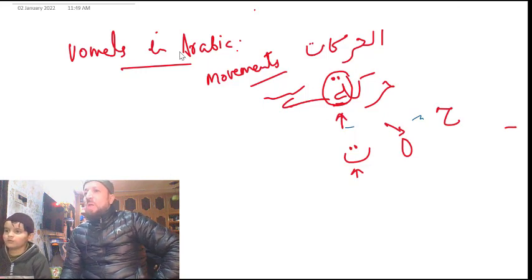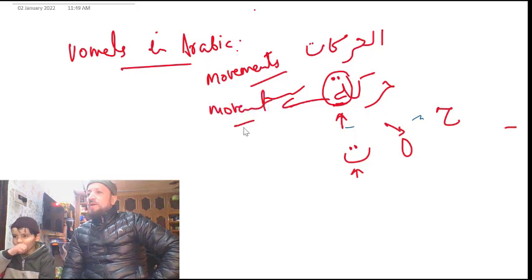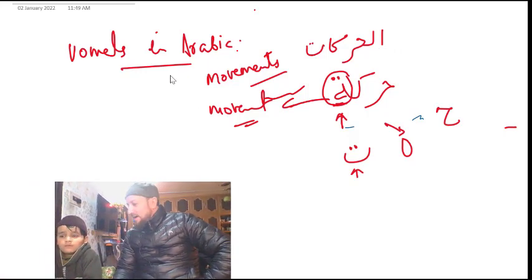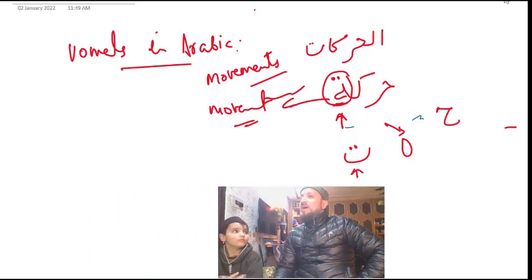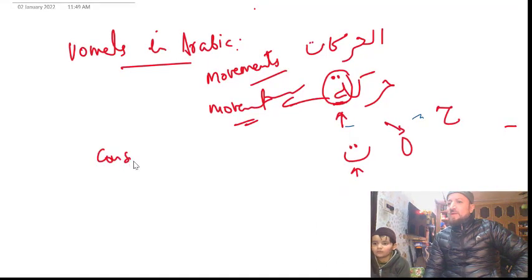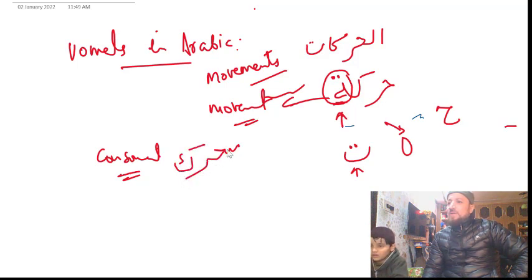So here the vowel is called harakah, and the vowels are called al-harakat. It's a plural, moments, and harakah is a moment. And the letter on which the vowel comes is called mutaharrik. The consonant on which that vowel comes is called mutaharrik. Mutaharrik is the consonant on which this vowel comes.